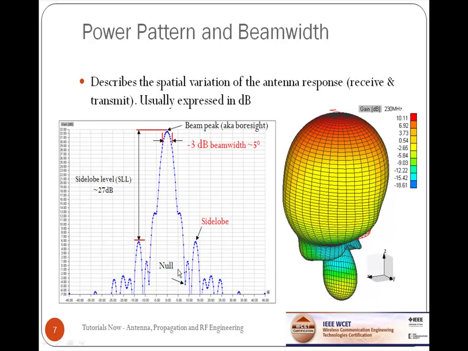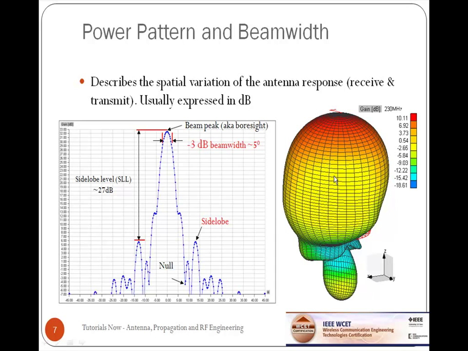One can also talk about a null in the power patterns. In this case, this first null is located at about 7 or 8 degrees in the azimuth plane.